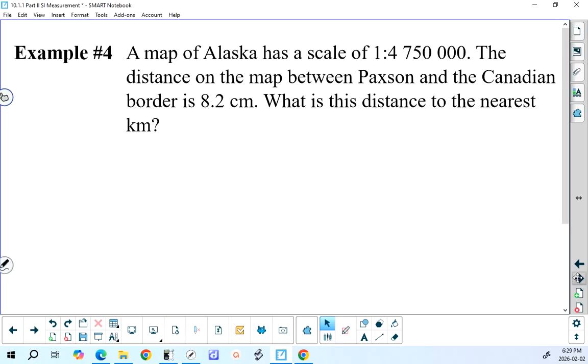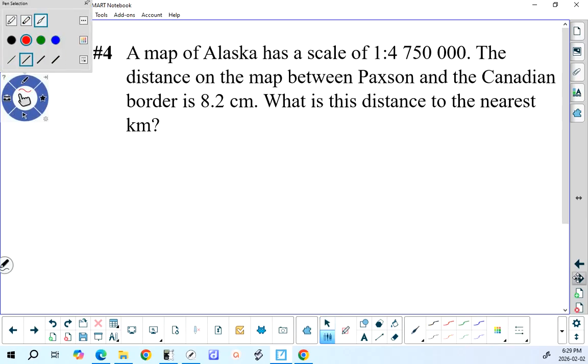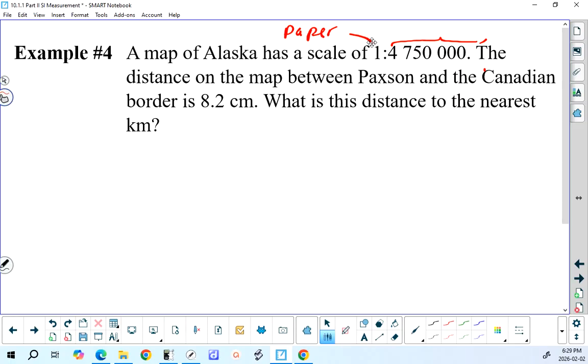I think that's it. No, one last question. A map of Alaska has a scale of 1 to 4,750,000. That's how we say that. What this means is that a distance of 1 on the map, the paper measurement, is equal to this in reality.